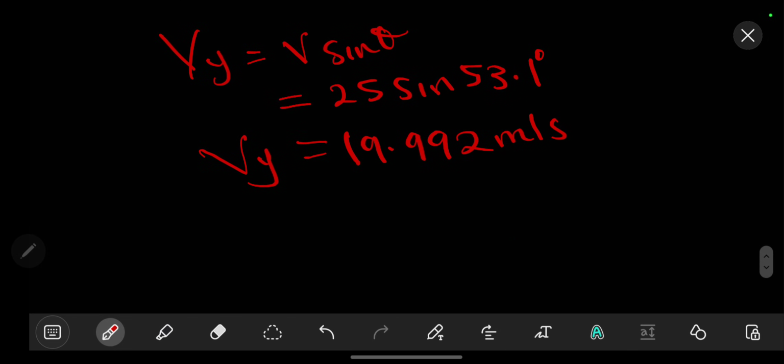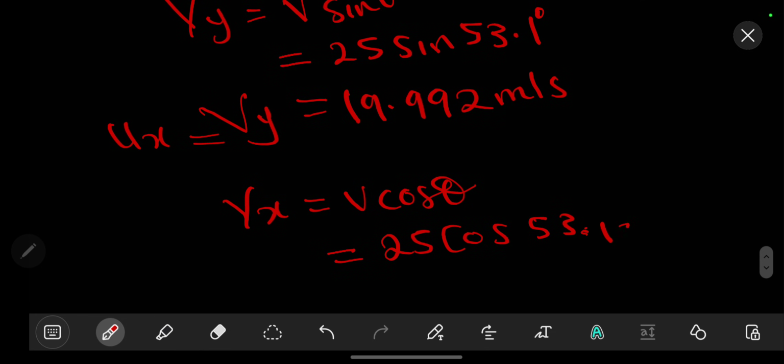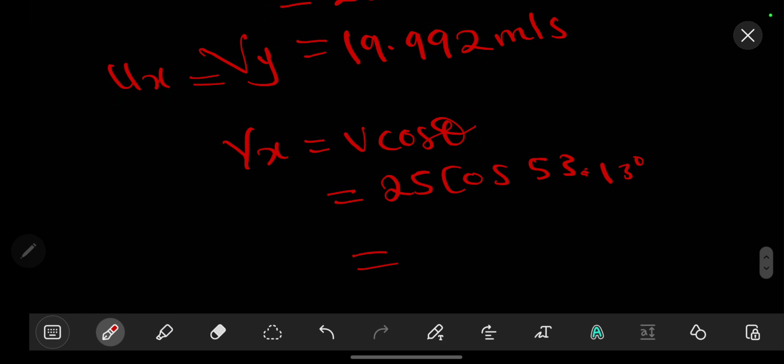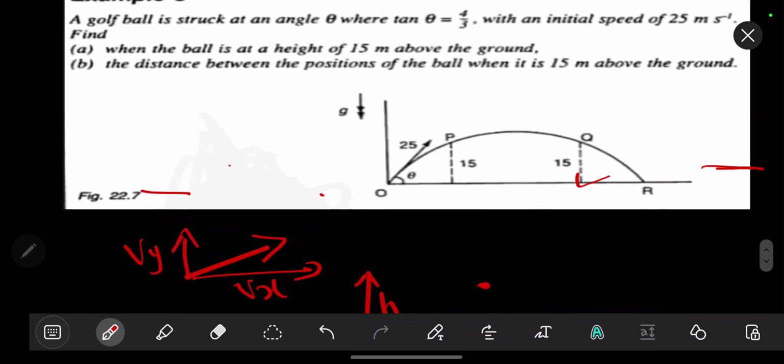Then let's find our vx. This vx is the same as our ux. So vx is equal to v cos of theta. Our v is equal to 25, then the cos of 53.13 degrees. So 25 cos of 53.13 degrees will be equal to 15. So this will be 15 as our vx. After finding that, we can now solve it.